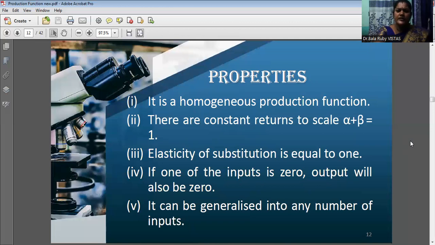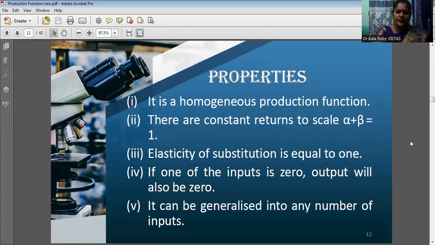The second property is that there are constant returns to scale. When the alpha value plus the beta value is equal to 1, it is known as constant returns to scale. The next property is that the elasticity of substitution is equal to 1. Elasticity of substitution means that instead of labor, we can substitute capital also. It is the substitution rate at which one commodity or one factor can be substituted for another factor.